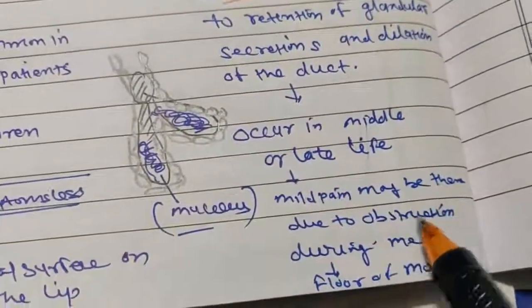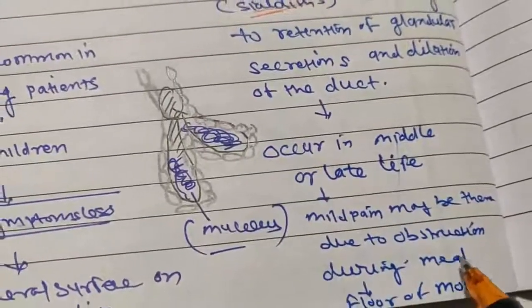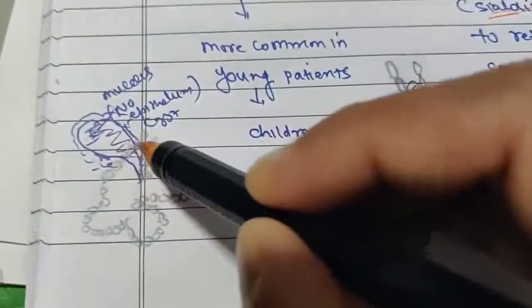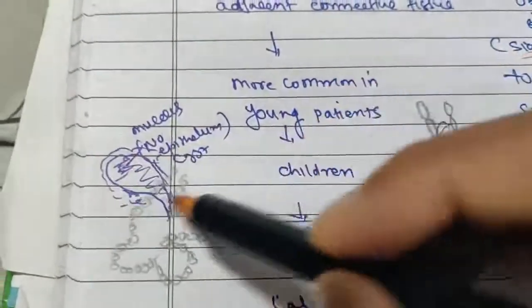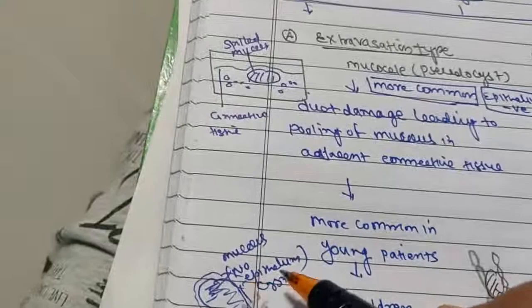There may be mild pain due to the obstruction, and it is more common on the floor of the mouth. The best example is ranula. And here, if you see, there is extravasation of mucin in the adjacent connective tissue in the extravasation type of mucocele. Now let's talk about treatment.